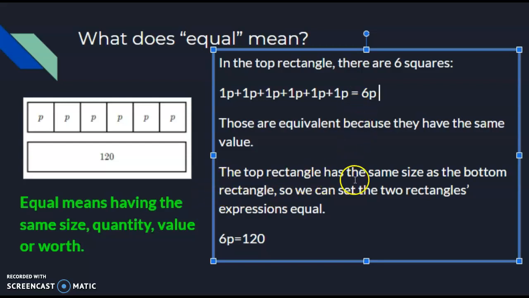The top rectangle has the same size as the bottom rectangle, so we can set the two rectangles' expressions equal. So the expression that we created for the 6 P's, we can set equal to the 120. So this equal sign means that they have the same value or the same quantity or the same size or the same worth. So that is what an equal sign means.